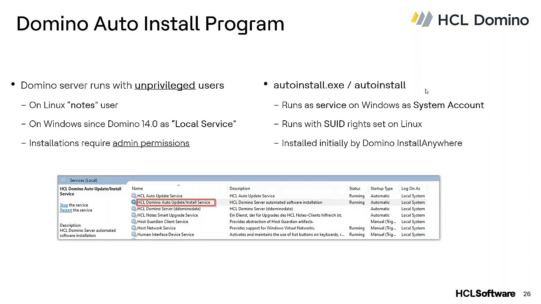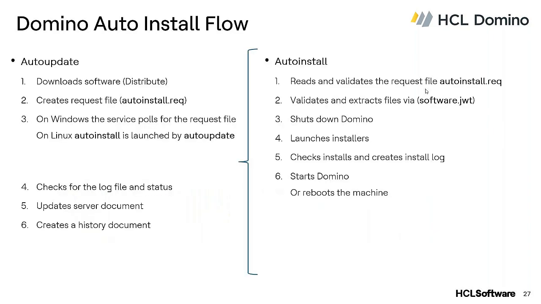Okay, next slide. So this slide shows the overall flow. Performing an install is a cooperation between the auto update task running on Domino and the auto install standalone program. So the first 3 steps on the left happen, and then all the steps on the right happen in the middle, and then the last 3 steps happen. So let me quickly go through those.